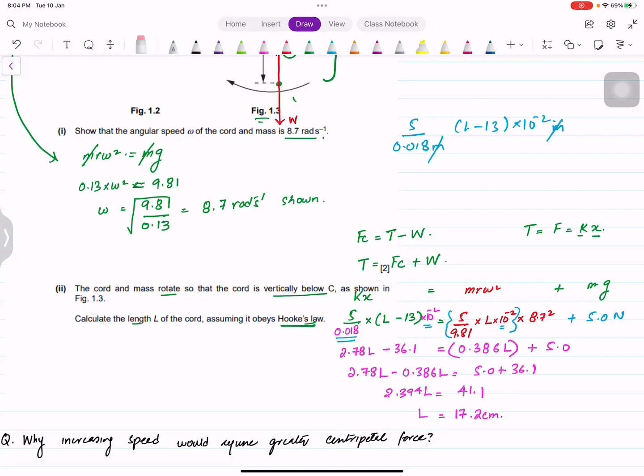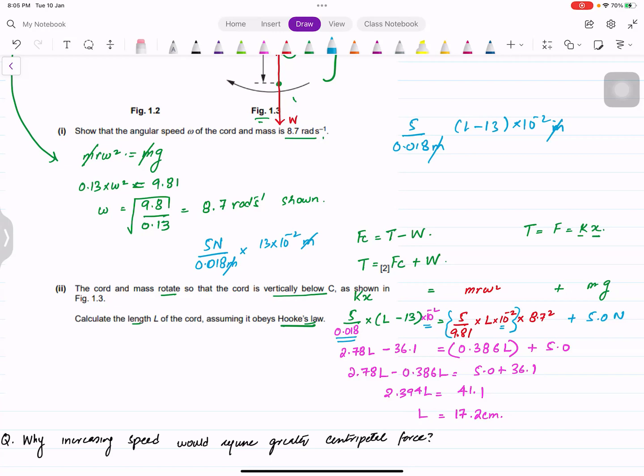All right, Munib? Sir, when you multiplied 5 over 0.018 with 13, did you multiply it with 13 or 13 times 10 to the power minus 2? 10 to power minus 2. Yeah, then how did it cancel out? Because 5 newtons over 0.018 meter multiplied by 13 times 10 raised to minus 2 meters, they cancel out. Oh, okay. Gotcha. Do you understand? Yeah, I get the canceling out part, but I don't get why L is in centimeter. That's the thing. I have no clue why.